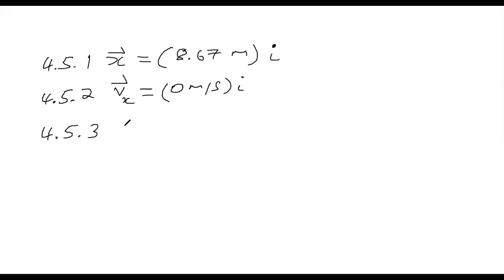Then the last one, acceleration. What is the acceleration? Remember we said after 2 seconds it was negative 3 meters per second squared, and after 5 seconds it was positive 3 meters per second squared. So this one we write as follows: negative 3 meters per second squared along the x-axis. Okay, so this is how we solve this type of question.